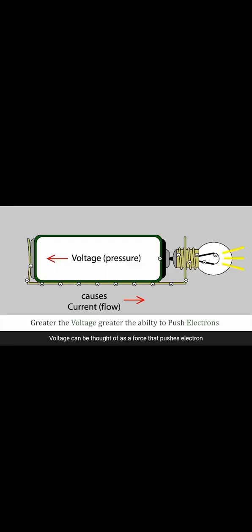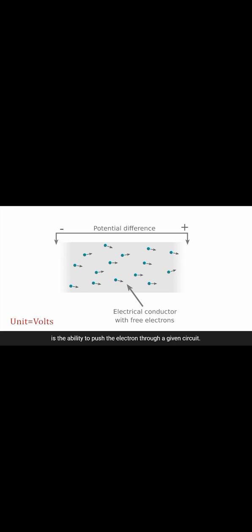Before we start making circuits, let's understand voltage, current, and resistance, and also the relationship between all the three. Let's talk about voltage. Voltage is the potential energy of an electrical supply stored in the form of electric charges. Voltage can be thought of as a force that pushes electrons through the conductor, and the greater the voltage is, the greater is the ability to push the electrons through a given circuit.